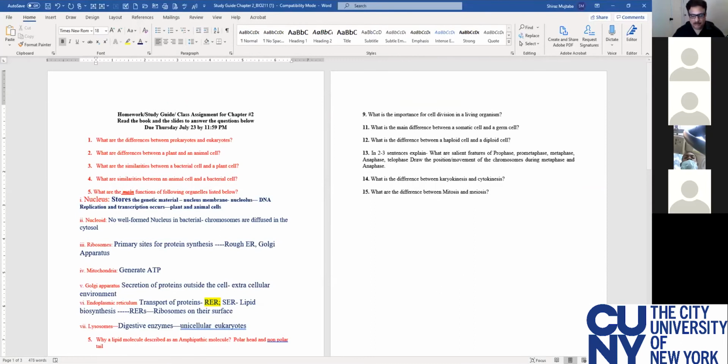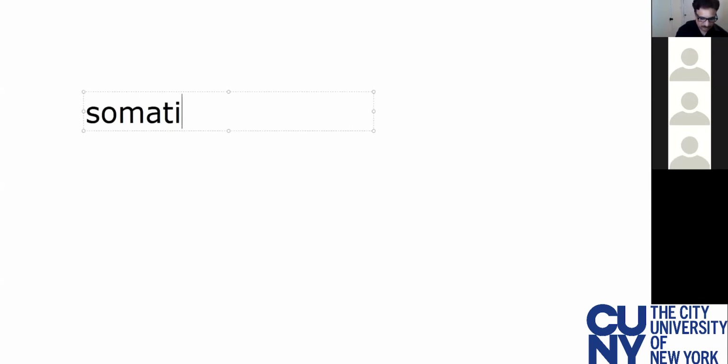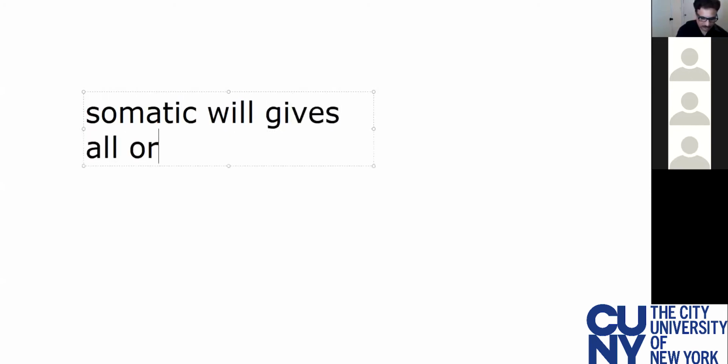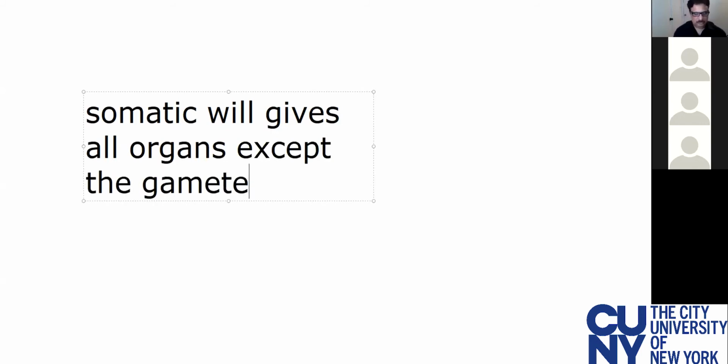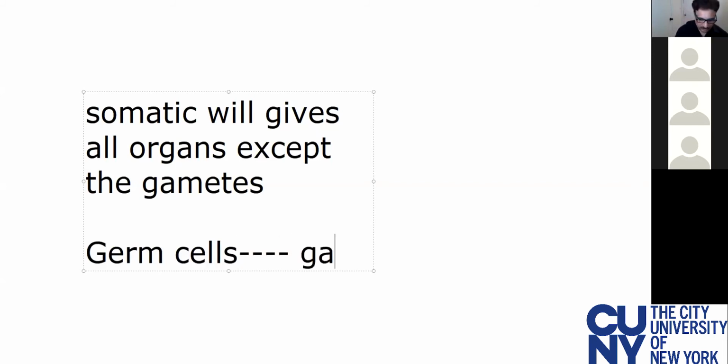What are the differences between somatic cells and germ cells? A somatic cell will give rise to all organs except the gametes. Somatic cells range from hair follicles to taste buds to digestive cells that digest our food to kidney cells that filter our waste material, urine. So all the cells of the body, except those cells that form gametes, are somatic. Germ cells are those dedicated cells that only give rise to gametes.